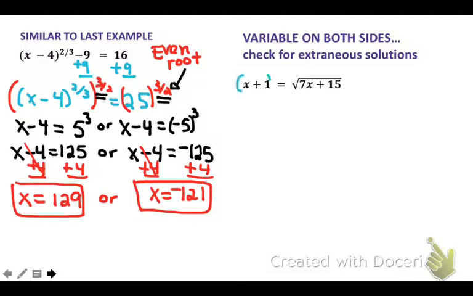We're going to start by squaring both sides. So it's x plus 1 times x plus 1. So that comes out to x squared plus 2x plus 1, and then equals 7x plus 15. Now we want to set this equal to 0. So I'm going to move over my 7x and my 15 by subtracting 7x and 15 from both sides.